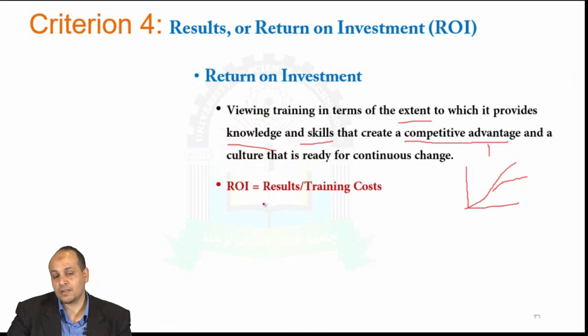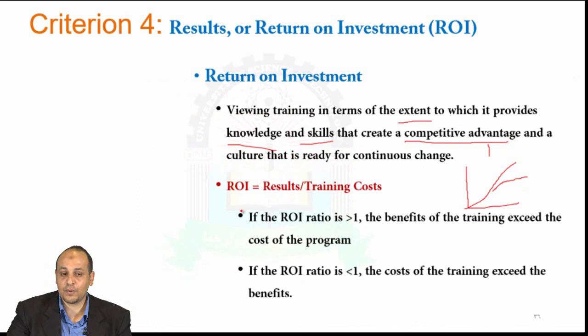So results divided by the training cost to measure whether it was really valuable and of great value to the company itself. For example, if the return on investment ratio is bigger than 1, the benefits of the training exceed the cost of the program. However, the opposite: the cost of training exceeds the benefits.